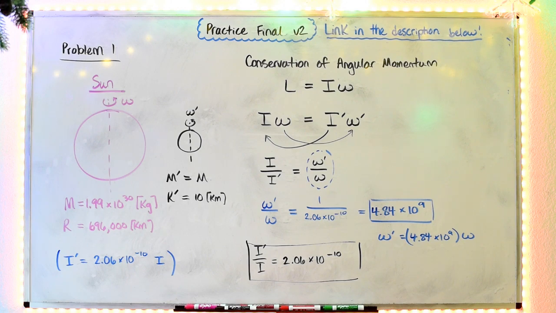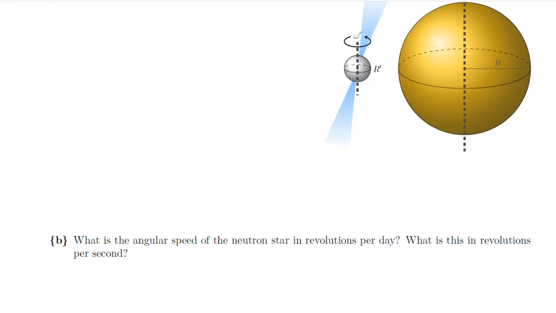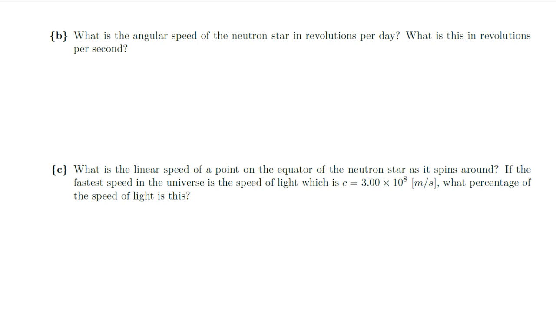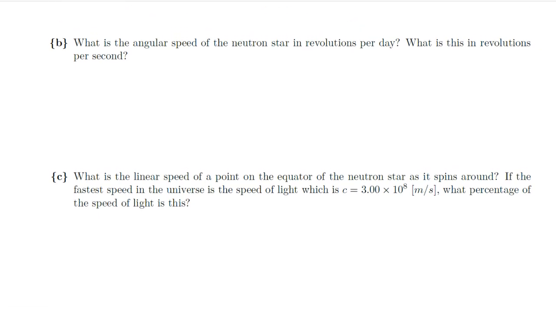Now, this problem is actually a realistic problem, so if you ever get curious about the universe, go look up neutron stars. This is actually a thing that happens. The angular speed drastically increases when the star collapses down. I spent a lot of time trying to make sure this problem was accurate to the real thing, so you are actually solving a real-life problem, more or less.